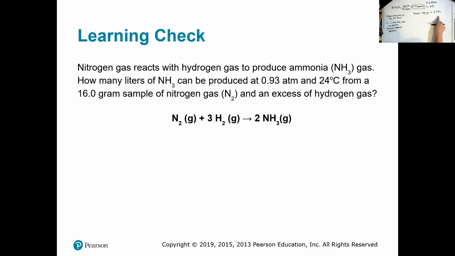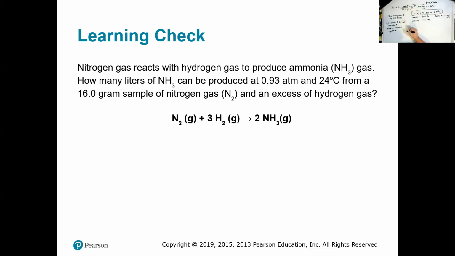When we're looking at a balanced reaction like this, we're looking at mole equalities. So we can write this out and say 1 mole of N2 equals 3 moles of H2. 1 mole of N2 equals 2 moles of NH3. Or 3 moles of H2 equals 2 moles of NH3. Those are the equalities we can write out from our balanced equation.